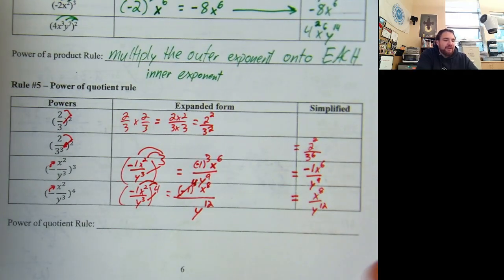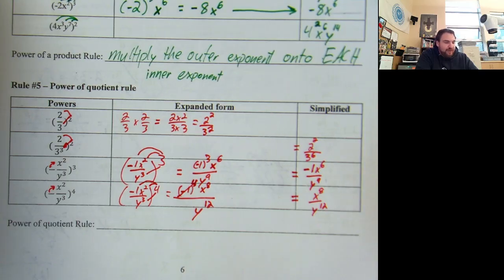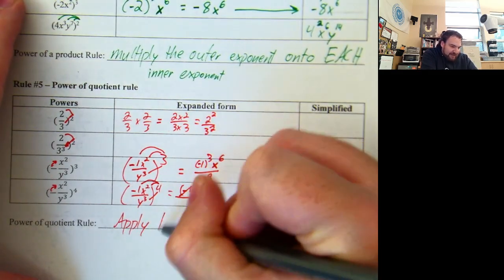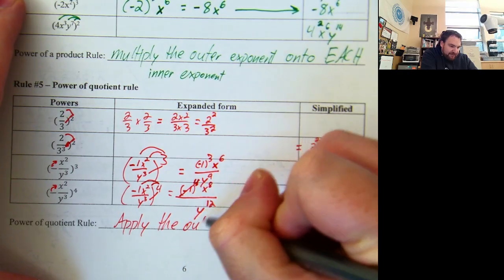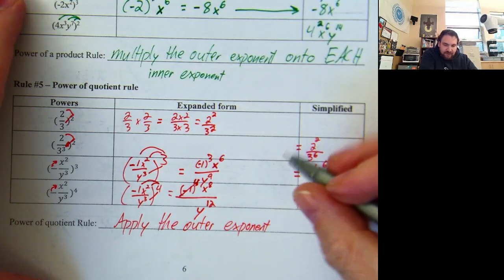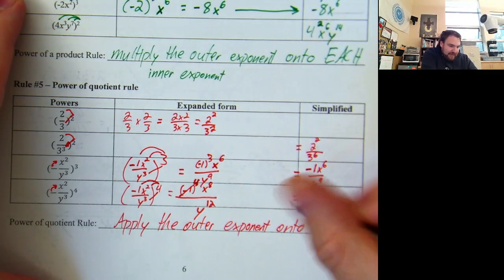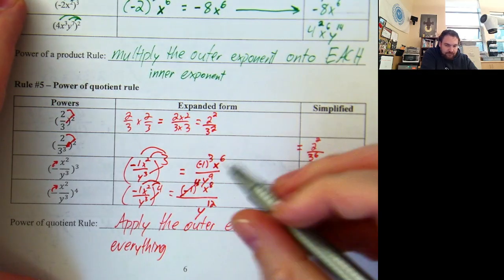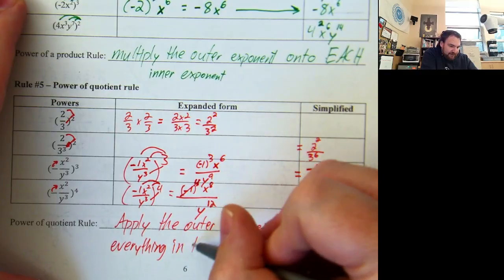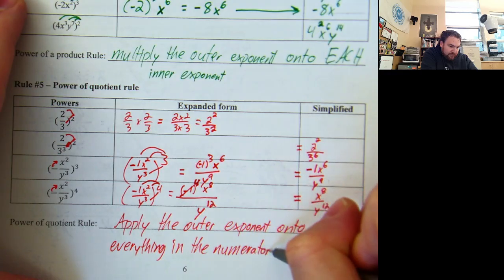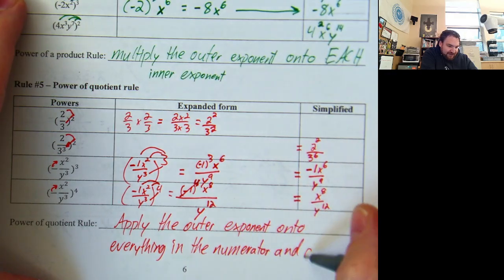And the rule here that we're going to write down is when you have the power of a quotient and you've got a bunch of stuff going on, you apply the outer exponent onto everything in the numerator and denominator.